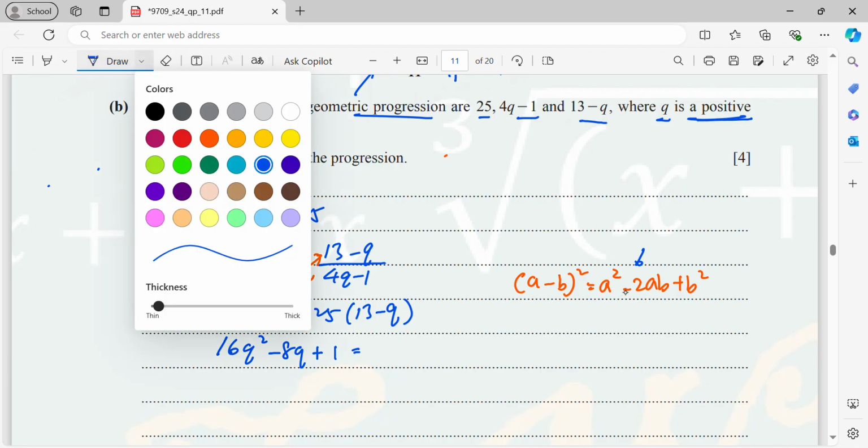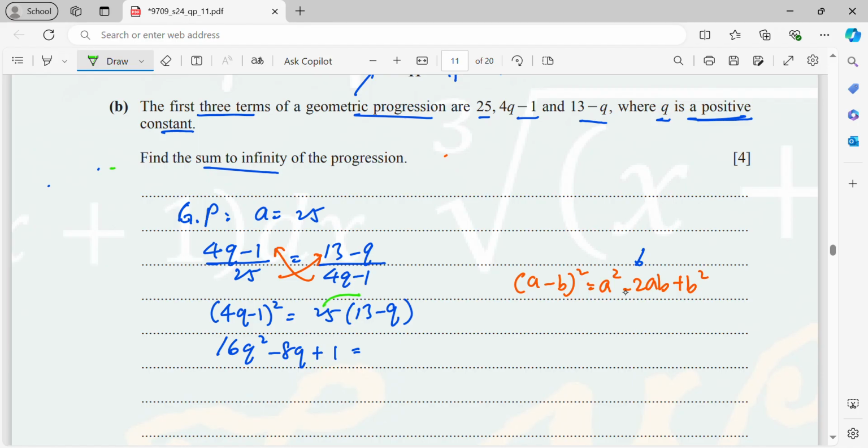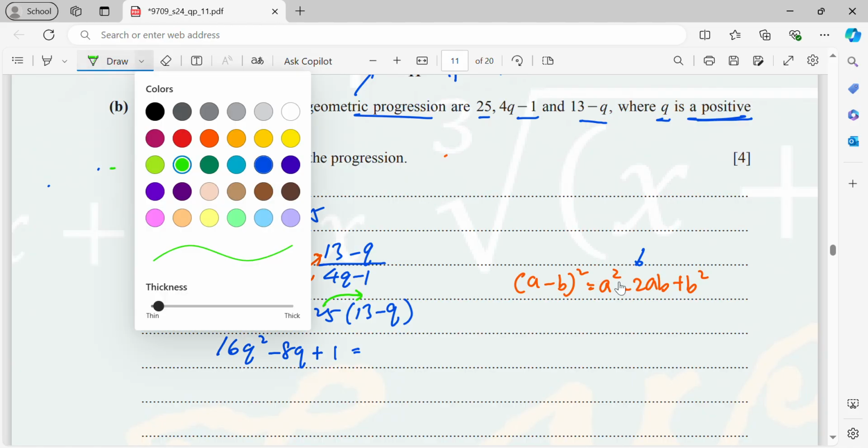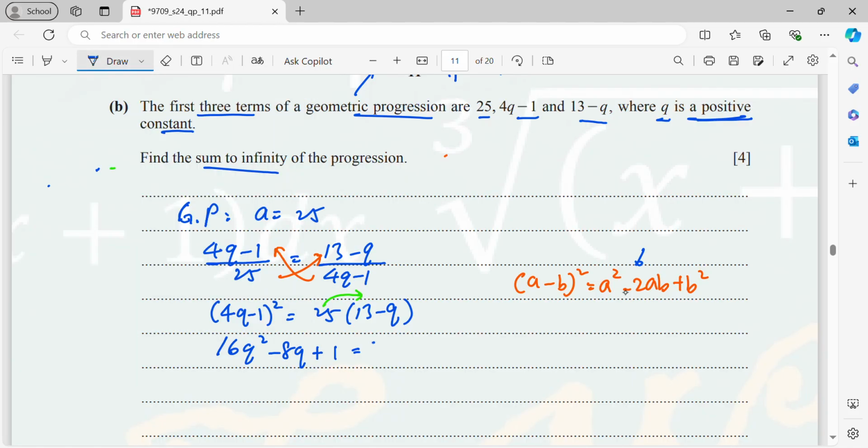So right side, just do expansion. 25 times 13, you will get 325. 25 times minus q, that is minus 25q.